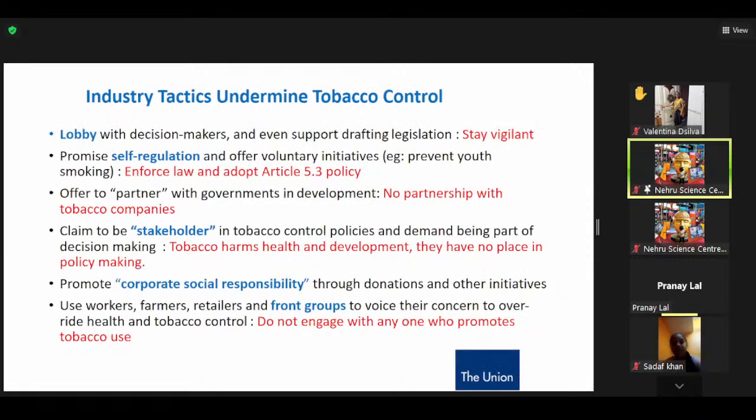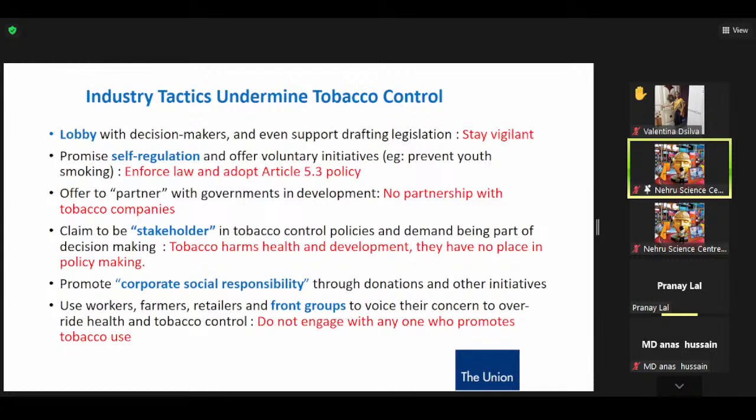So let us look at what the industry has been doing. It has been lobbying. It says that we will self-regulate. Anything that is restricting its efforts to reach out to policymakers, to law enforcers, it says that we will behave ourselves. Now, the point that I'm making here is there is something called Article 5.3, which says that no government official should engage with the tobacco industry because they will continue to influence you and tell you to reduce implementation of the law and do anything in the interest of public health and tobacco control.